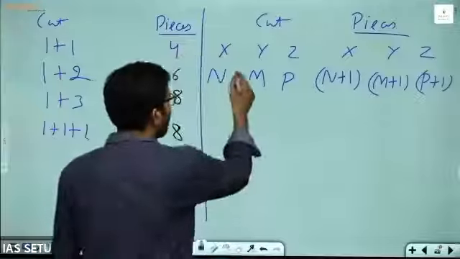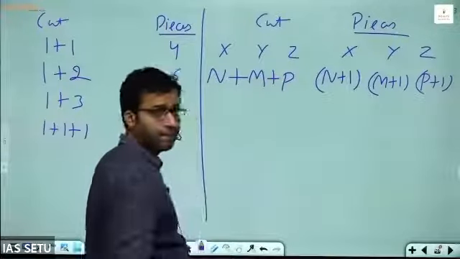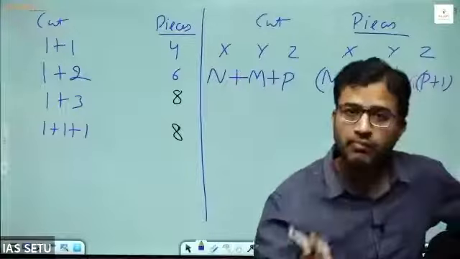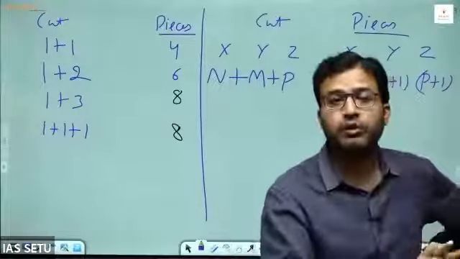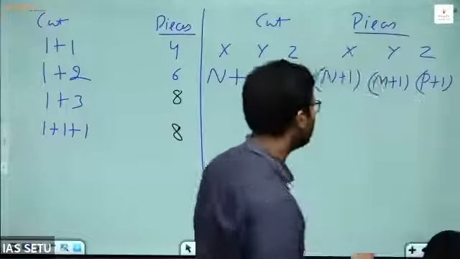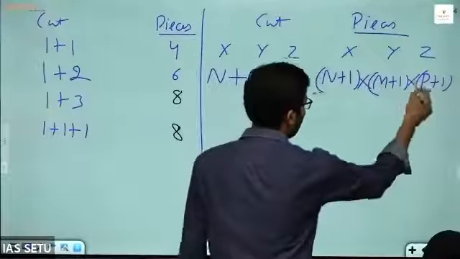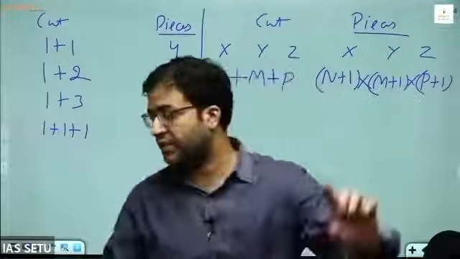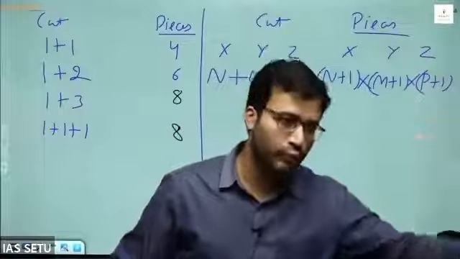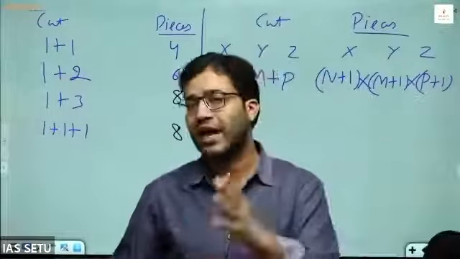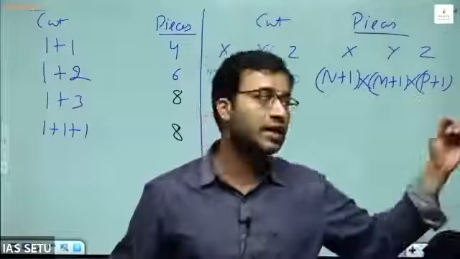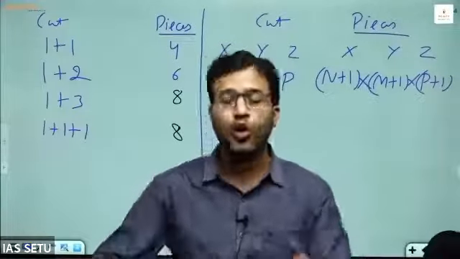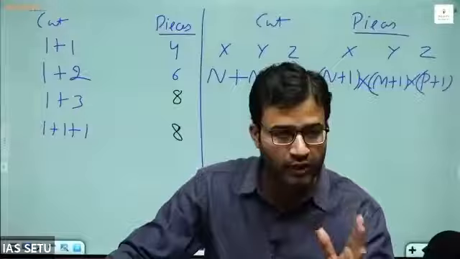Number of cuts we have to add. Or I tell you the golden rule here: number of cuts we always add, and in number of pieces we multiply. I repeat, n cuts give you n plus 1 pieces, m cuts give you m plus 1 pieces, p cuts give you p plus 1 pieces. Number of cuts is n plus m plus p, number of pieces is n plus 1 into m plus 1 into p plus 1. Or from cuts to pieces you have to add 1 each and multiply.